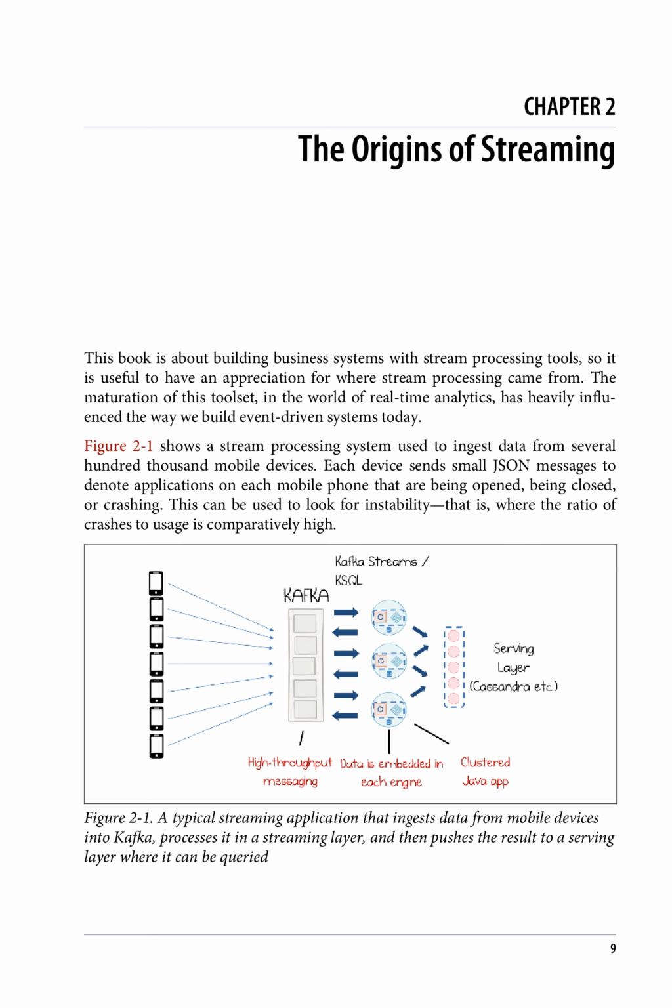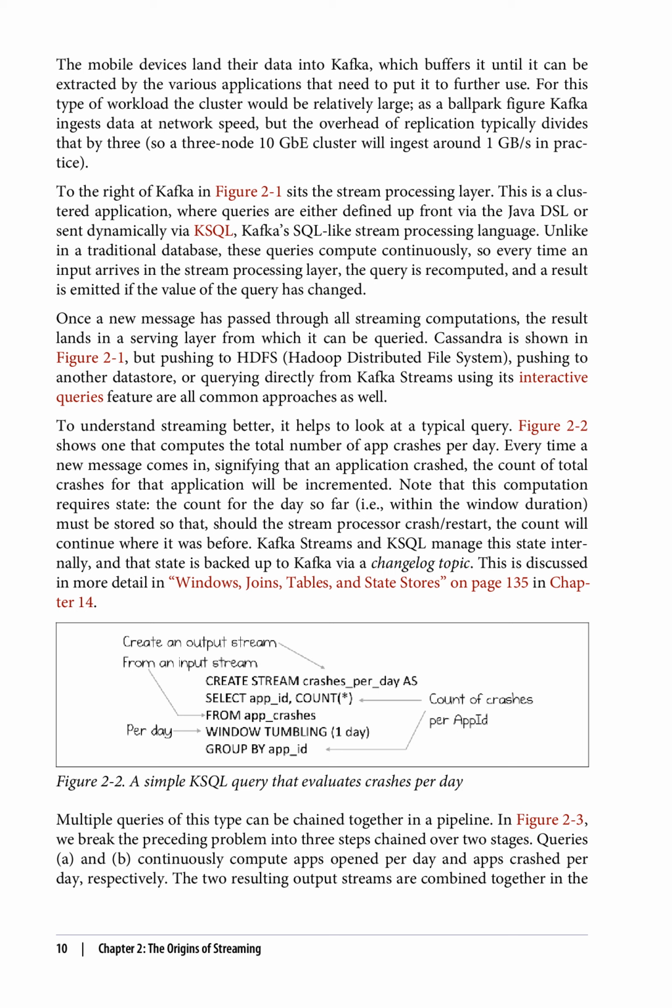today. Figure 2.1 shows a stream processing system used to ingest data from several 100,000 mobile devices. Each device sends small JSON messages to denote applications on each mobile phone that are being opened, being closed, or crashing. This can be used to look for instability, that is, where the ratio of crashes to usage is comparatively high. The mobile devices land their data into Kafka, which buffers it until it can be extracted by the various applications that need to put it to further use.